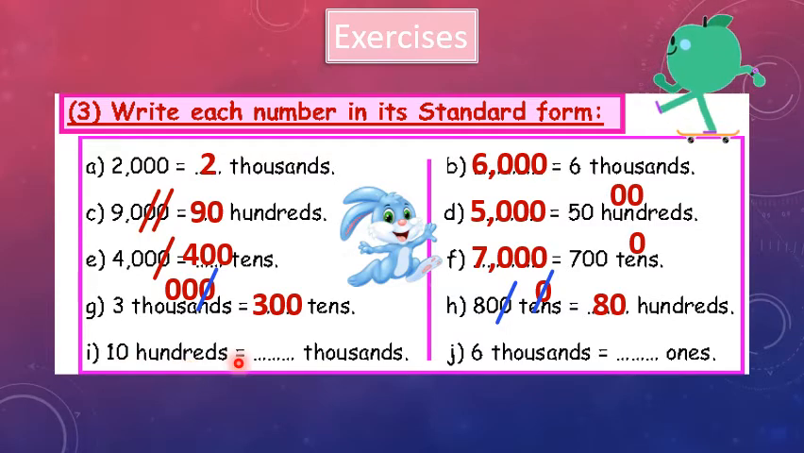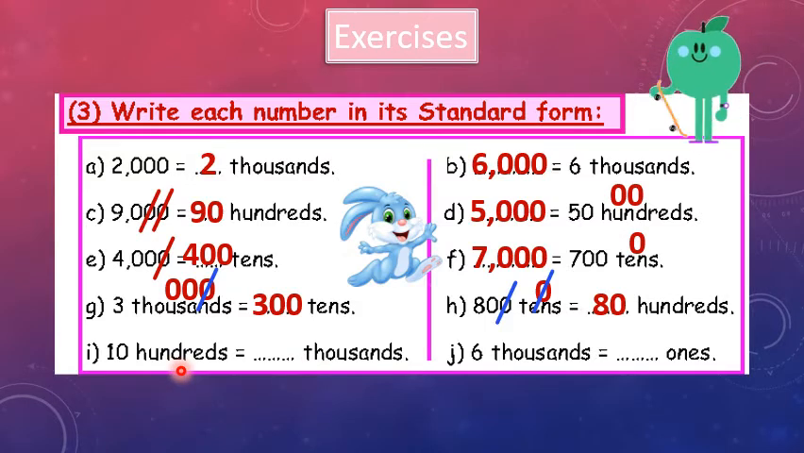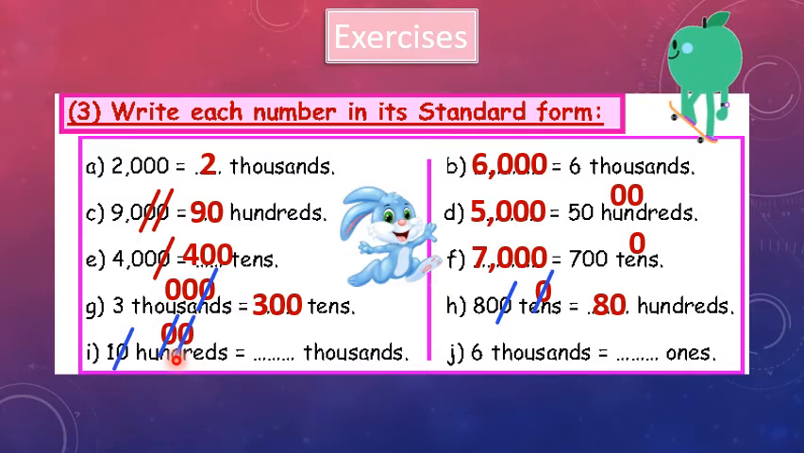10 hundreds equals how many thousand? Excellent. Let's go to write down here 2 zeros above hundreds and 3 zeros above thousands. And let's go to cancel the number of zeros here by the number of zeros here. It will be 1, 2, 3 zeros, and I will cancel 3 zeros here. Then the rest will be how many zero? Nothing. And it will be 1 only. Then 10 hundredths equal 1 thousandths.